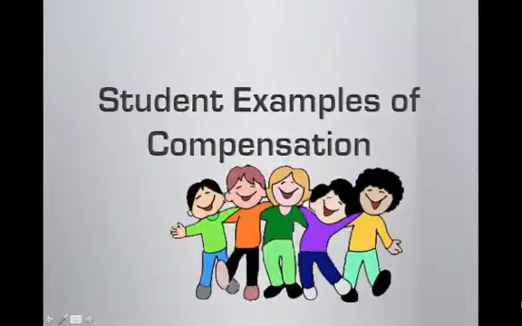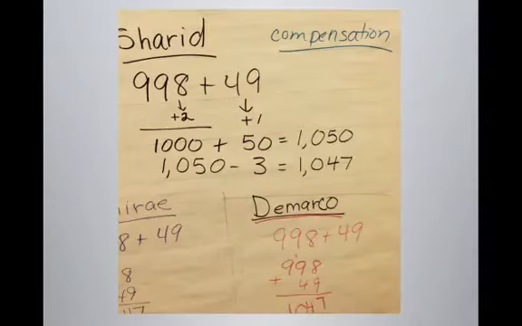So let's take a look at some student examples of compensation. This was a number talk that related to 998 plus 49. And here you'll see what the student told me to record was that he added 2 to 998 and 1 to 49, and that 1,000 plus 50 equals 1,050, and then he asked me to subtract 3. I asked him why I subtracted 3. And actually, he was able to explain that because he added 3 extra, he had to subtract 3. So, just one example of compensation.